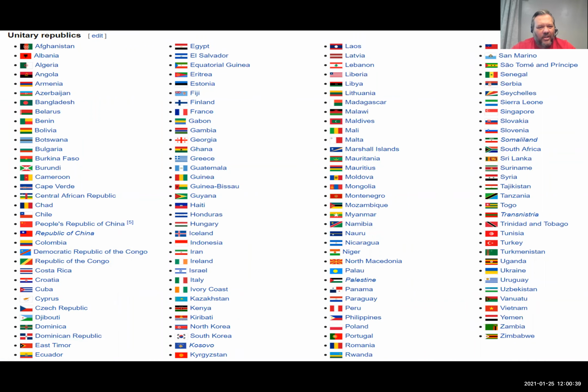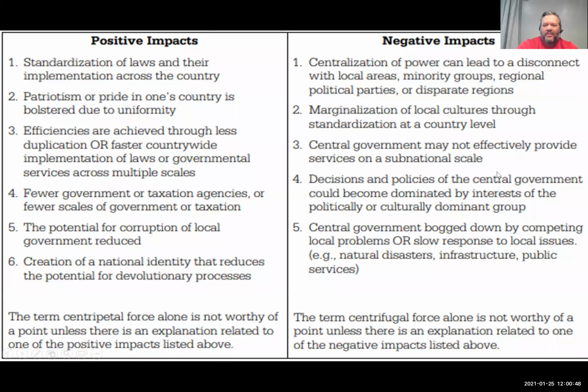Here's a list of all of the unitary republics. There's a bunch of them. You don't need to memorize any of these. Let's take a look real quick at some of the positive and negative impacts. Again, we have a national government that is making the law for everybody within the country, and there's no differentiation between one place and another. So we have standardization. These are the positive impacts. By the way, this list was pulled from an FRQ scoring guideline, so this is kind of what AP would be looking for. But these are all legit. Positive impact: standardization of the laws and their implementation across the country.